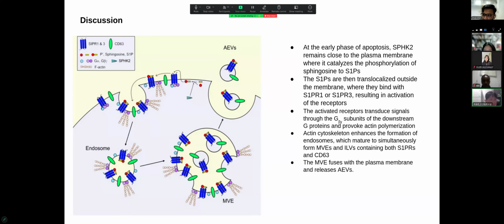Yes. I made another schematic diagram. Yes. Okay.